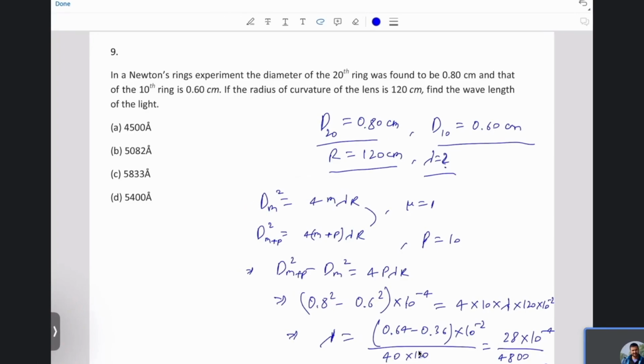So this is another application of frequency in the experiment. You can calculate the wavelength of the light that you are using. You can just measure the two rings, and you know the radius of curvature of the plano-convex lens.